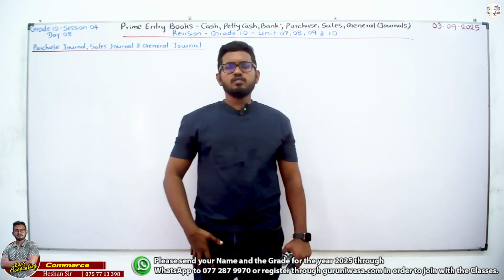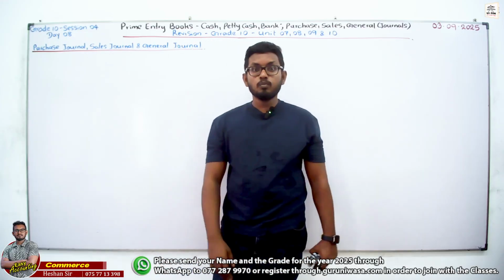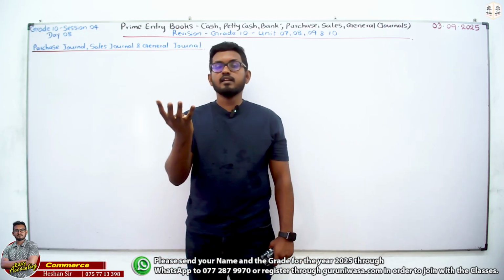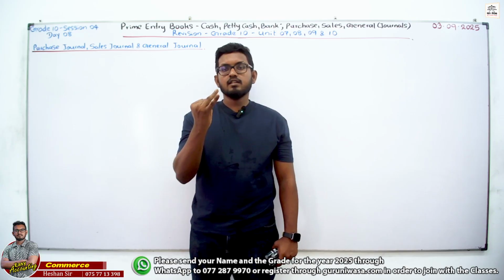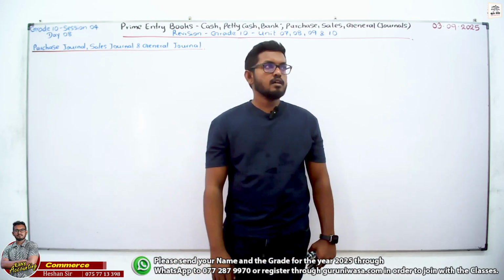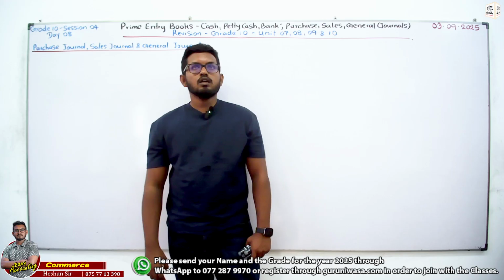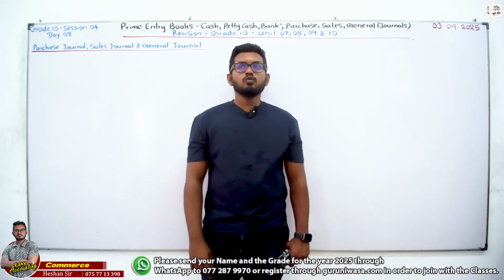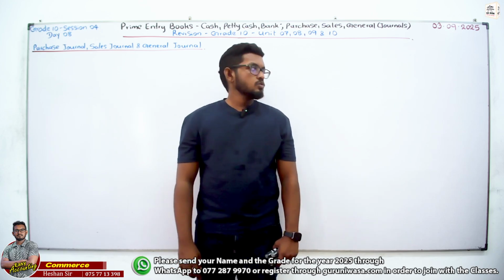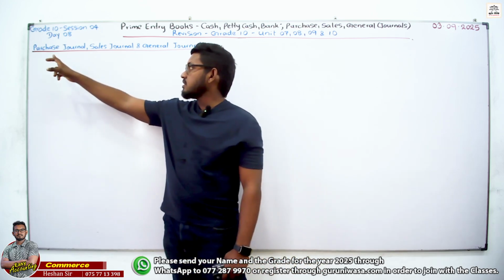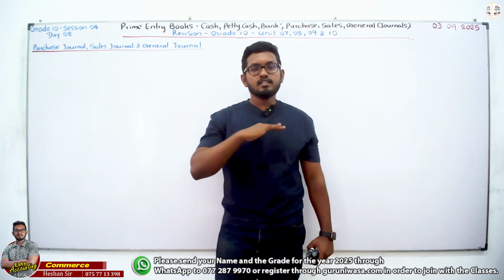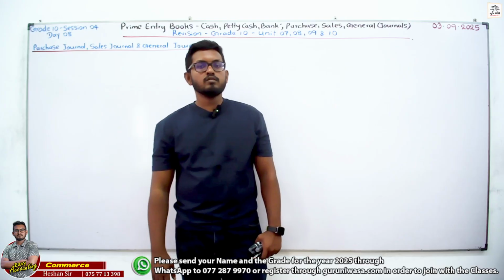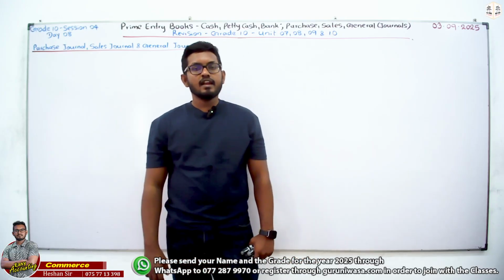During the last 7 days, we finished, and today it is nearly 2 months. We finished prime entry book, then cash book, petty cash book, and the bank account. Apart from that, we need to do the other things. Today we need to finish purchase journal, sales journal, and general journal. Then the revision session is fully done. We need to go to the past papers from next Wednesday onwards, related to the prime entry books.